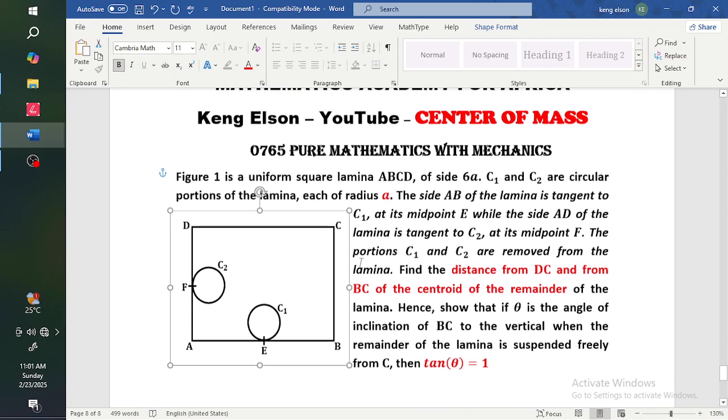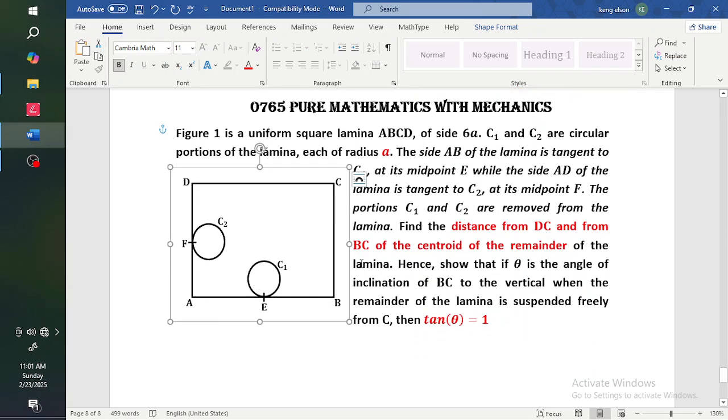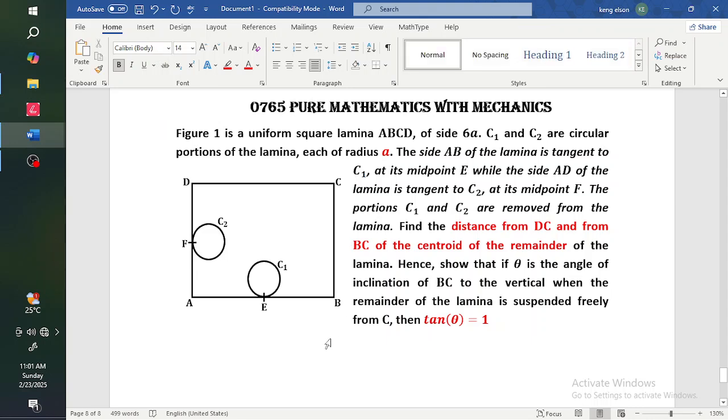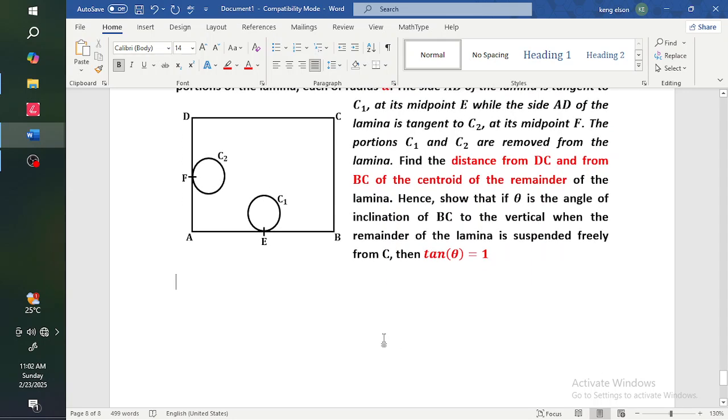Basically we are going to create a table where we divide the lamina into different portions. We determine the weight of those portions, then we take moment about the axis we are finding the distance of the center of mass from. Then later we do the suspension. If we want to take moment, you know that moment is the weight, or the force, times the perpendicular distance from the axis.